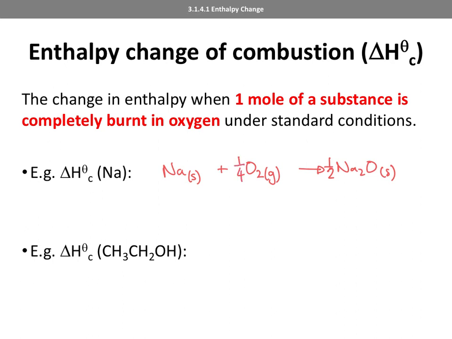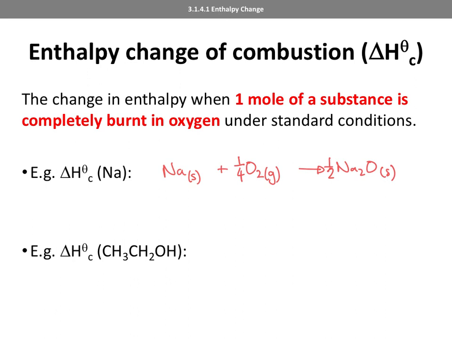One of the things that you may have noticed already from the formation equations, but also you'll particularly notice it now, is that it's fairly common to have fraction coefficients, and especially fractions that are less than 1. That is perfectly fine for these enthalpy changes for formation and combustion, because what really matters is that you are following the definition and just meeting that definition.